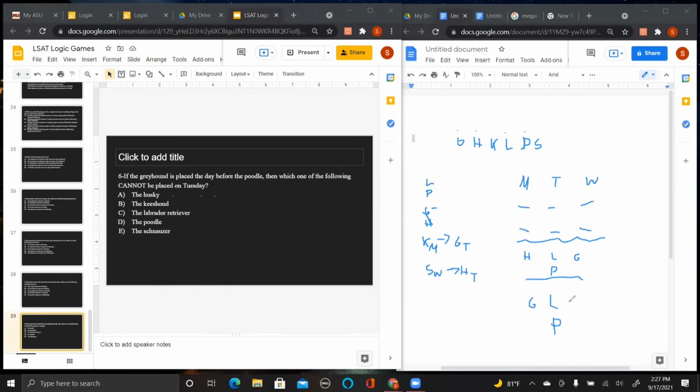Which of the following cannot be placed on Tuesday? Yeah, it doesn't. Because I just said H can be before, it can be Monday. Because remember, H and G are separate. So H can be Monday, G and whatever its partners can be Tuesday, and then L and P can be Wednesday. Or H can be at the end over here. And G is Monday, L and P is Tuesday. But H can never be on Tuesday. It can't be between these two because the Greyhound is the day before the Poodle. Right?